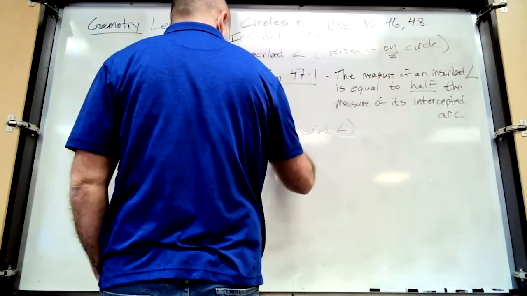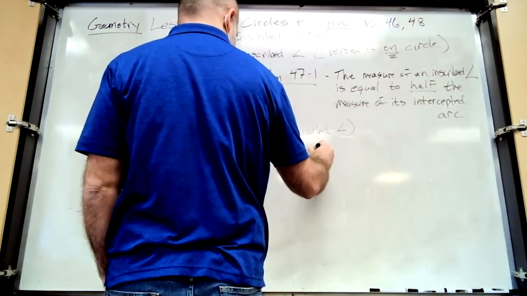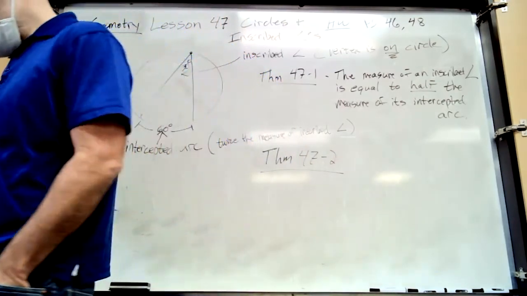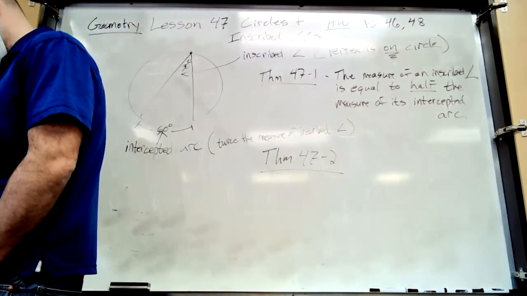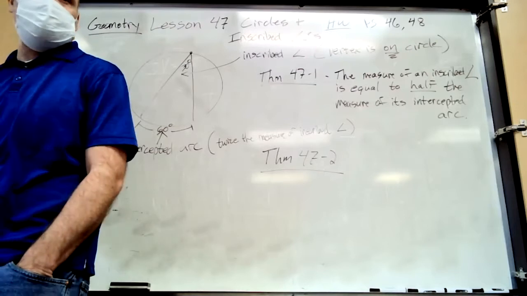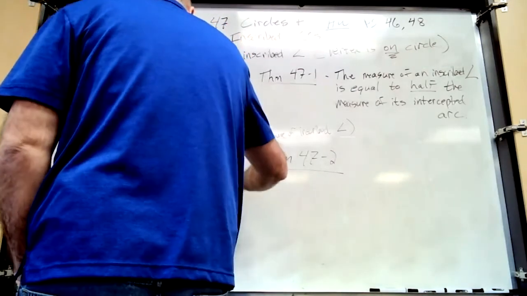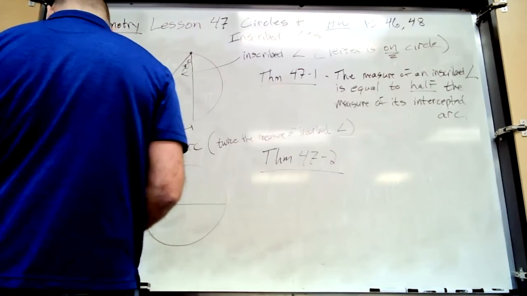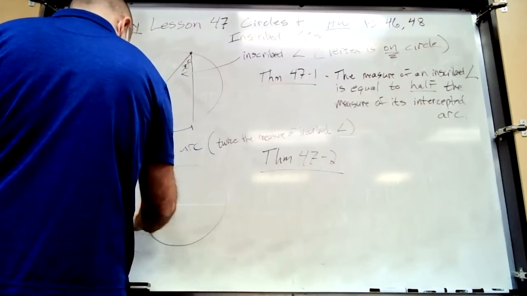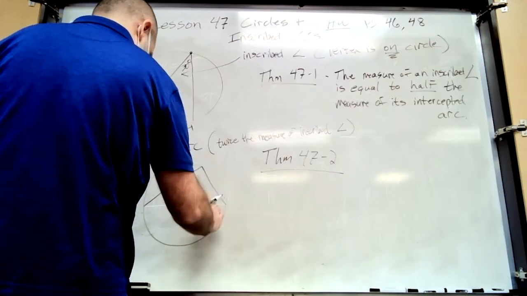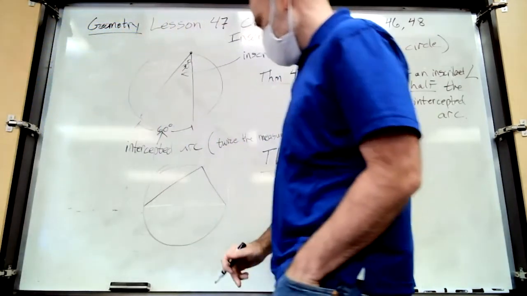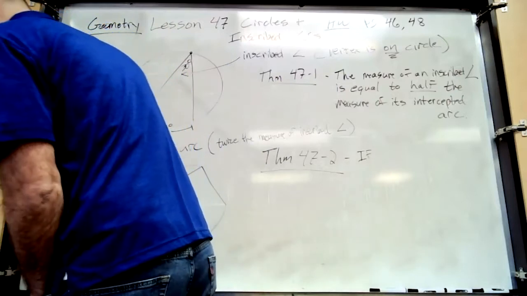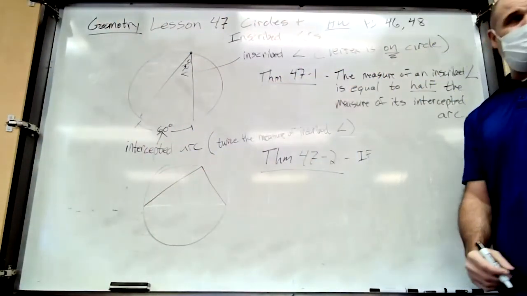I don't know what distinguishes what they call a theorem and what they call a corollary, but this seems like more of a corollary to theorem 47.1. But this is what theorem 47.2 says. If an inscribed angle intercepts a semicircle, then it's a right angle. Okay, so for example, if this is my angle, so if an inscribed angle intercepts a semicircle, then it is a right angle.